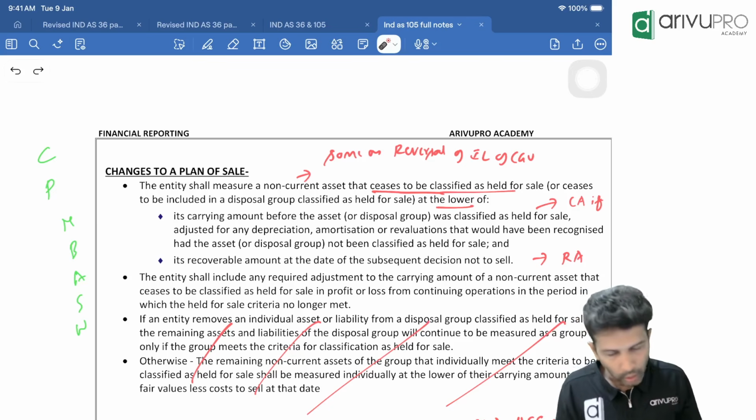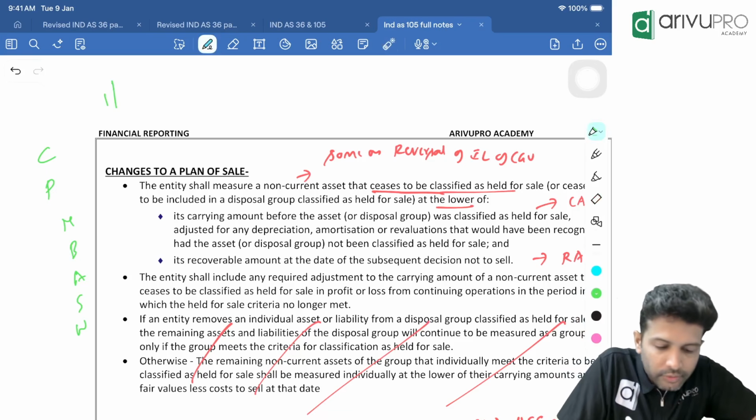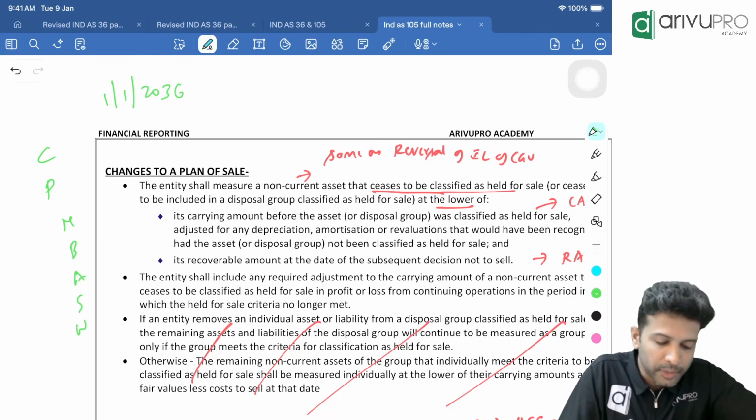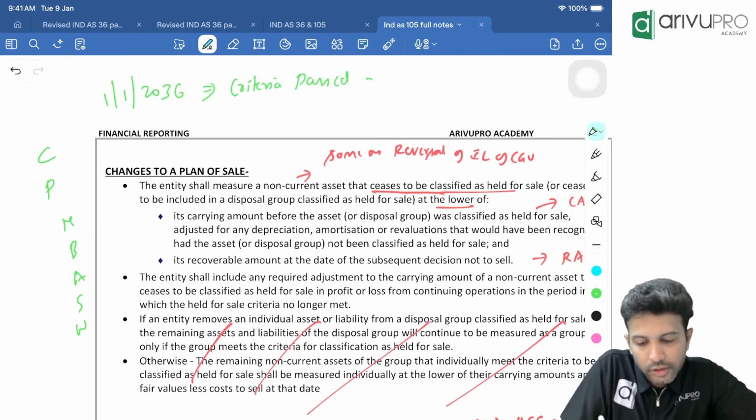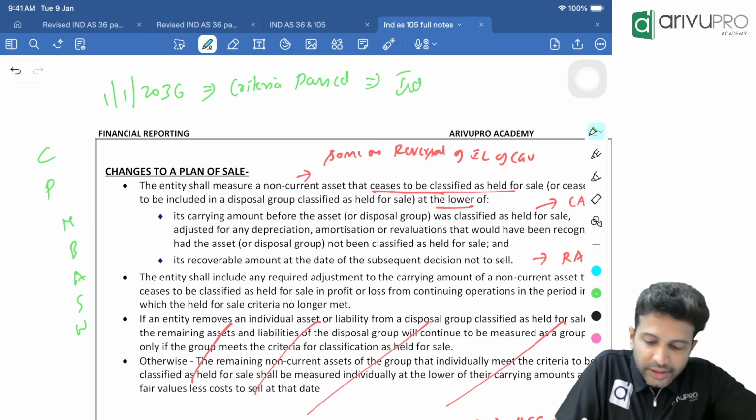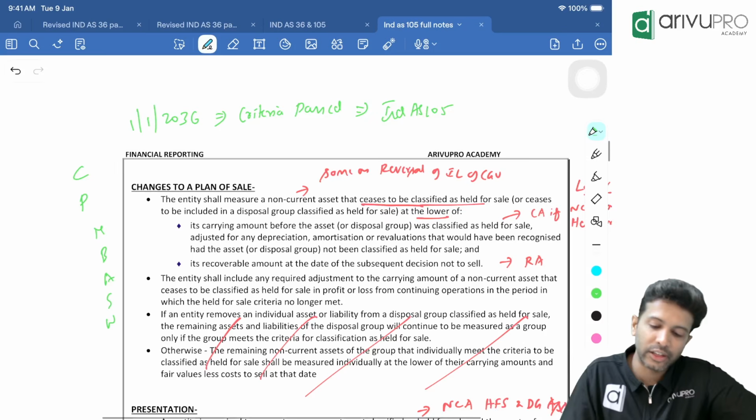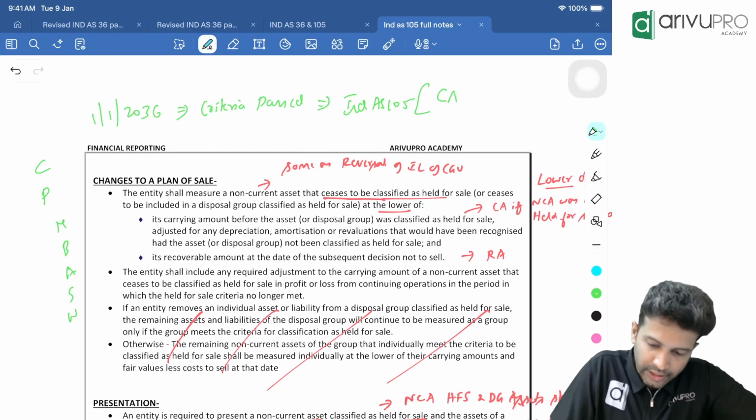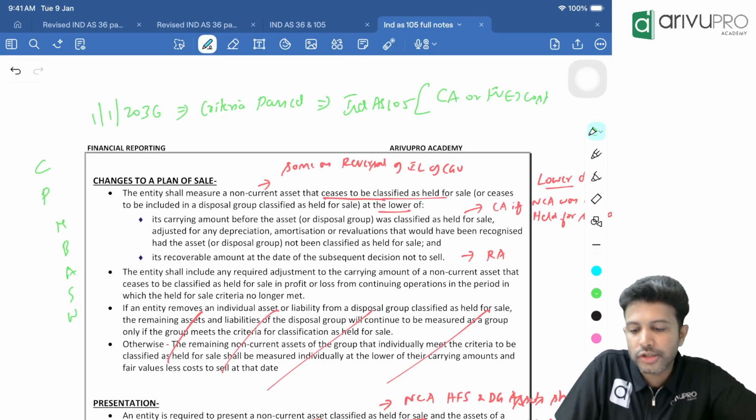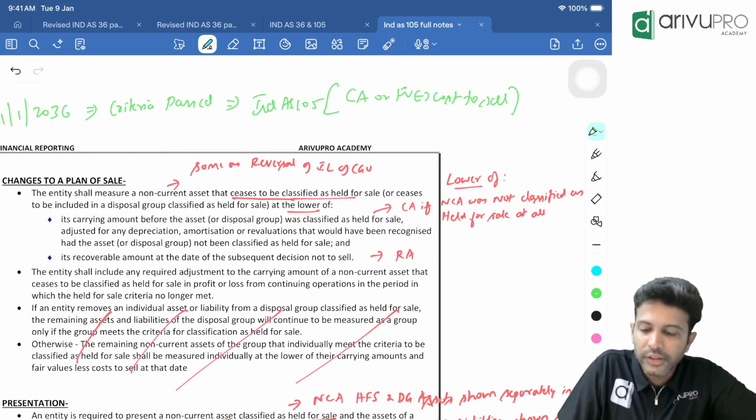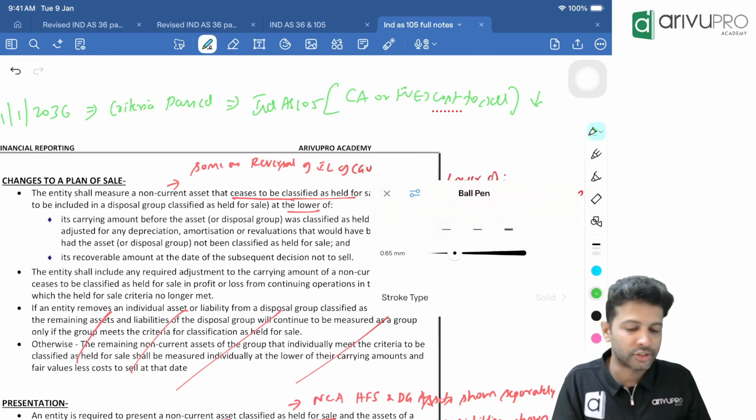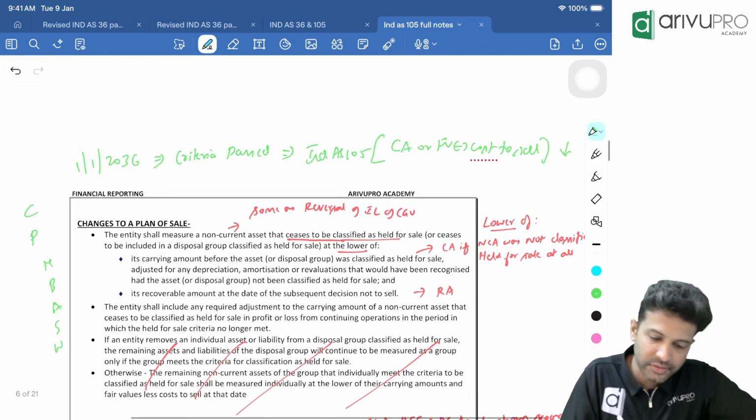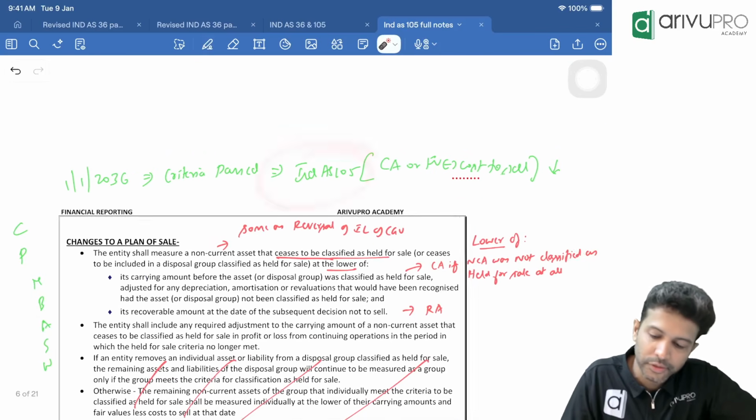Correct? Now, let us say on 1st January 2036, the CPMBA SW criteria are satisfied, passed, fulfilled. That means you will apply Ind AS 105, and as per Ind AS 105, you will measure the asset at carrying amount or fair value less cost to sell, whichever is lower, and accordingly you will book impairment loss if it is required. Correct? This is your accounting. If criteria is satisfied, then it will be accounted as per Ind AS 105.